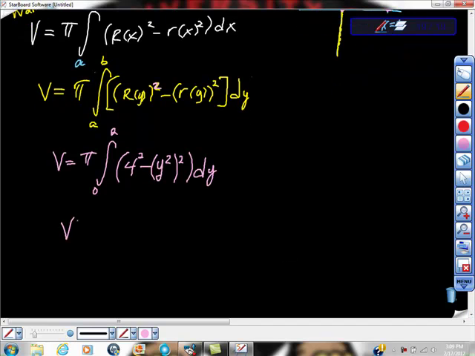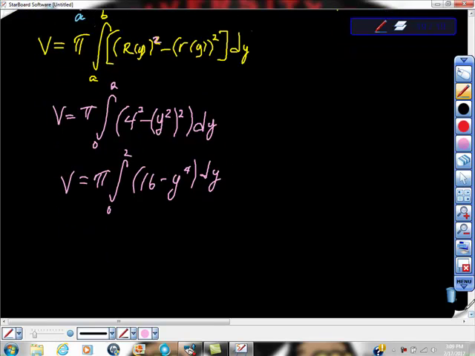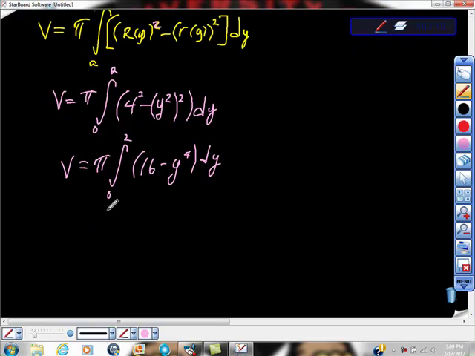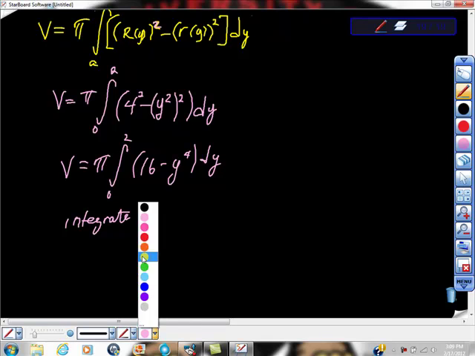So we get the volume is equal to pi times the integral from 0 to 2 of 16 minus y to the 4th dy. And from here, this is really good news. Finally, we can integrate. I have been reminding you guys in every video, make sure you do not lose this value of pi. Keep dragging it along with you, because it's what changes the area to the volume. This times this times this is the volume.